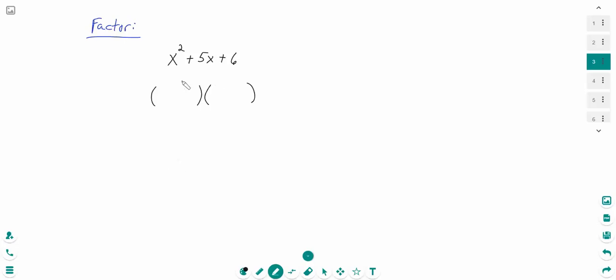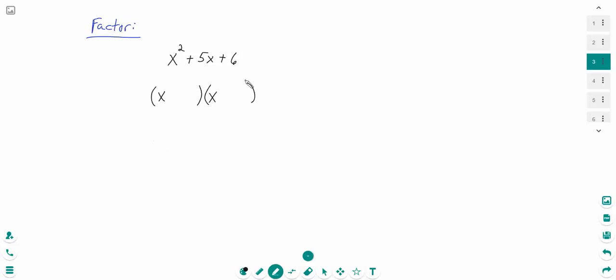Okay, now we need to look at our x squared. Now, if you look at your class notebook, remember the first step there was to square root the quadratic term. So this is our quadratic term. We square root it, and we place that at the beginning of each of our parentheses. So we have an x.